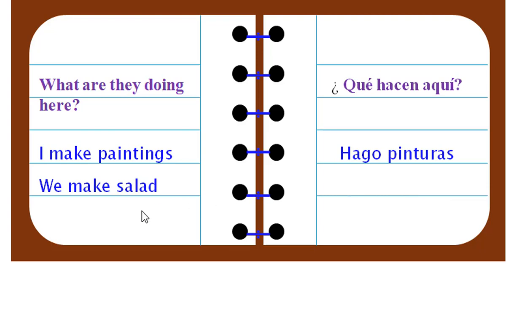We make salad. So the nosotros form of hacer, hacemos. And salad is ensalada. Hacemos ensalada. We make salad. Hacemos ensalada.